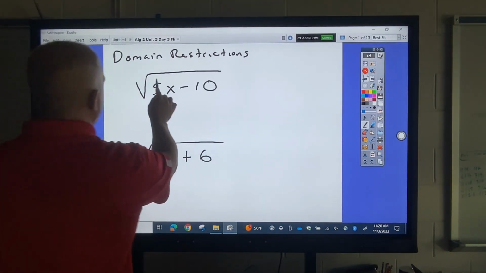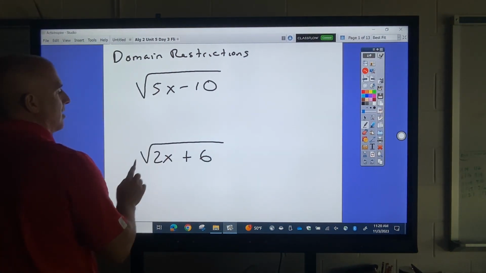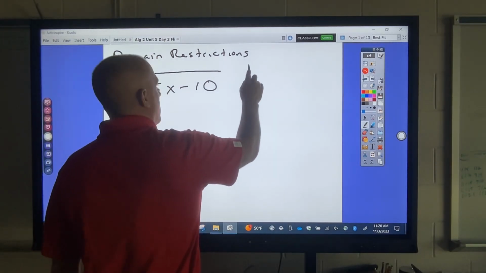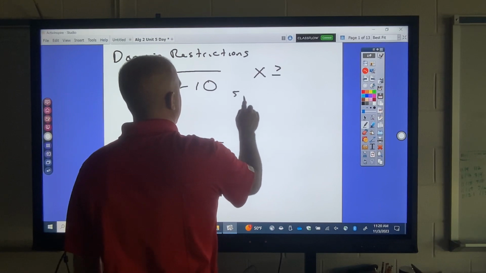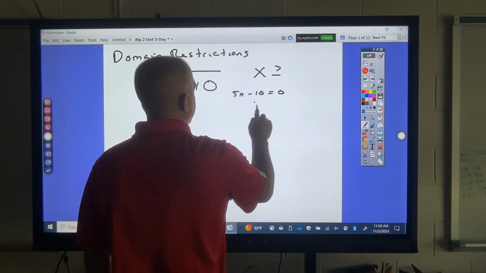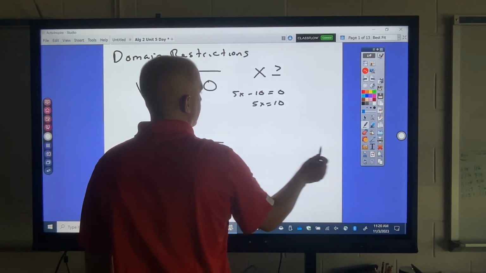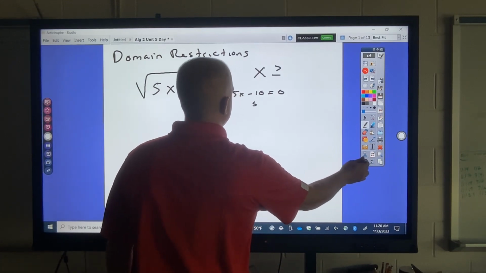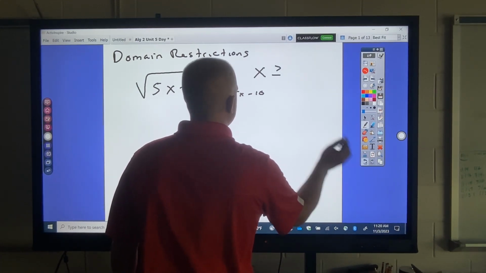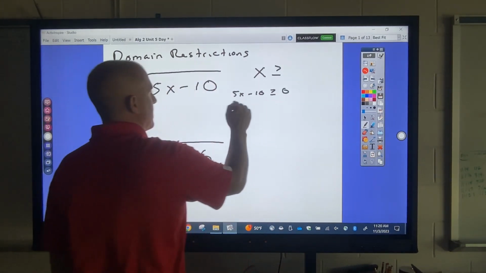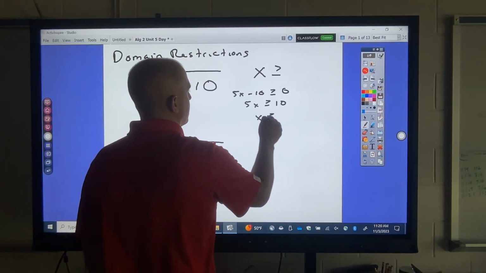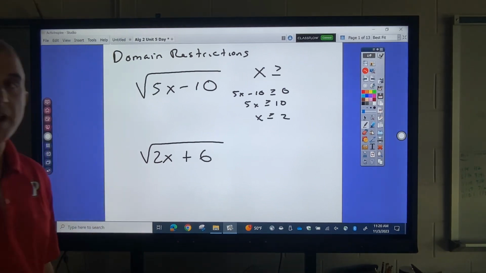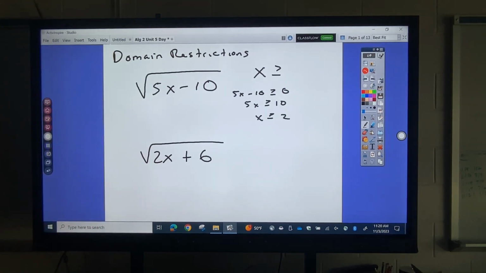So remember, when you have an even power radical, if I solve the inside, 5x minus 10 equaling 0, 5x equals 10, I'm sorry, I want to do 5x greater than or equal to 0, because I'm allowed to have things that are equal to 0. So 5x greater than or equal to 10, x is greater than or equal to 2. That means whatever answer I have has to fit within that. Doesn't have to be that, it just has to fit that.